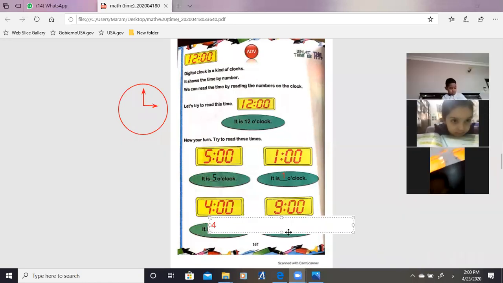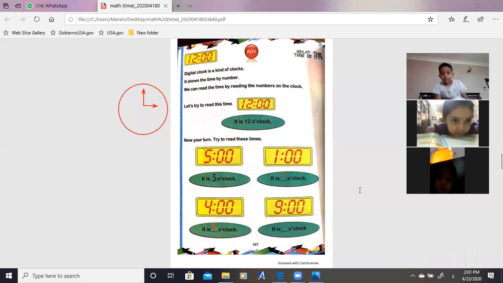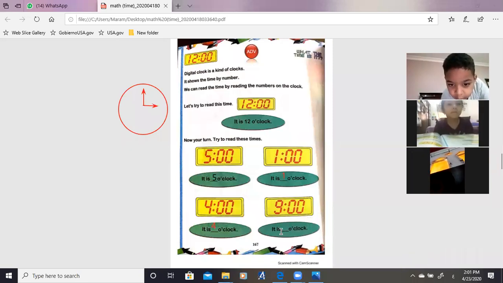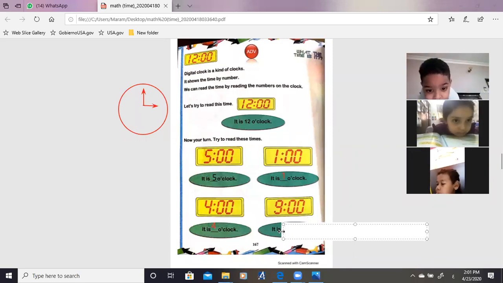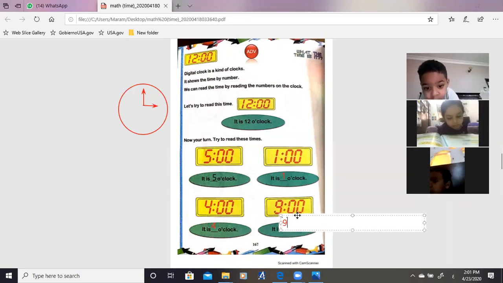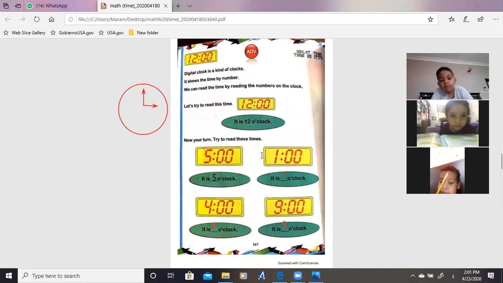Muhammad Abdullah. Open the mic. Yalla, what's the time now? Nine. Okay, this is our digital clock. You didn't say 00. Khalas, 9 o'clock. You will just read the number without the 00. Okay?